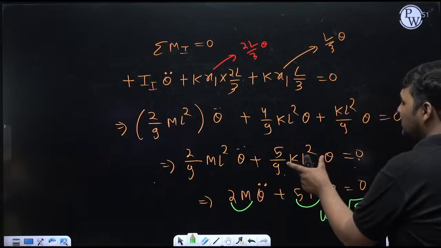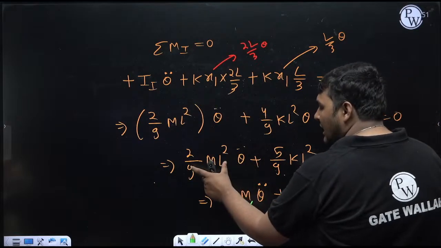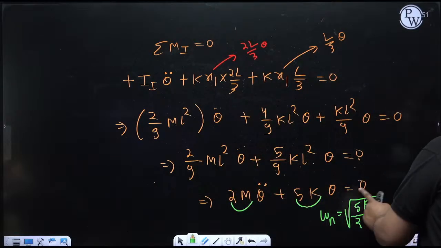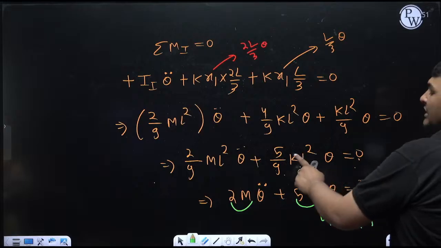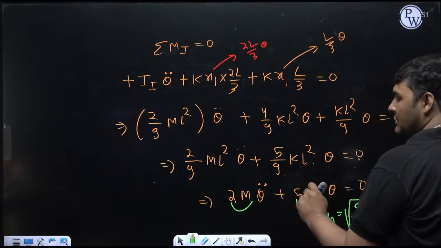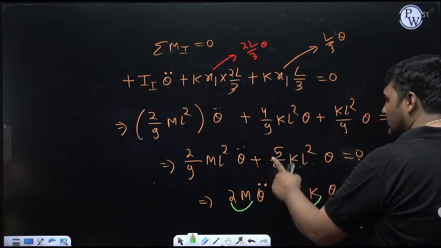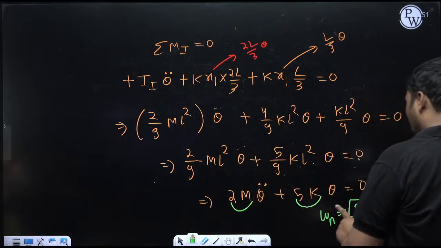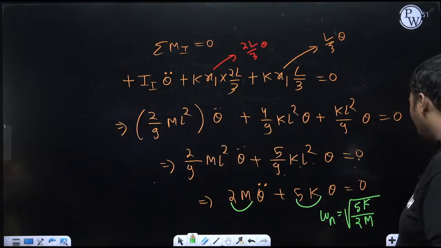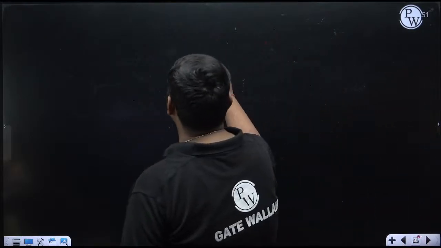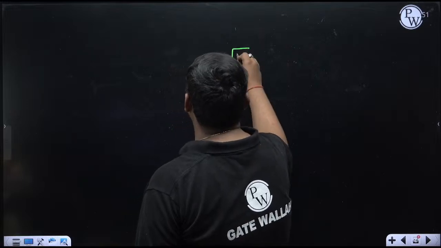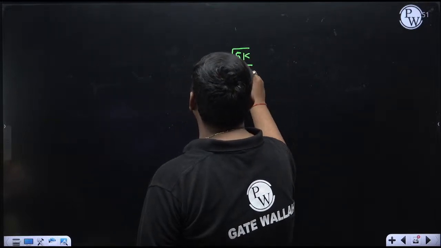Even if you consider this as Ke and this as Me and calculate omega n, finally you will get the same answer. Whether you take the common part or not, the answer will not change. But just for easy calculation, I had taken L square by 9 common. So ultimately omega n is coming root 5k by 2 capital M. So the natural undamped frequency of this system in radian per second is root over 5k by 2 capital M.